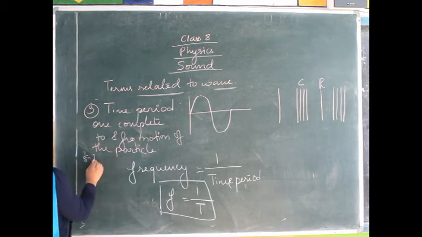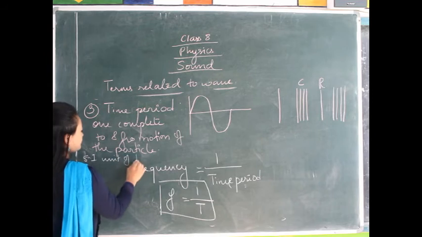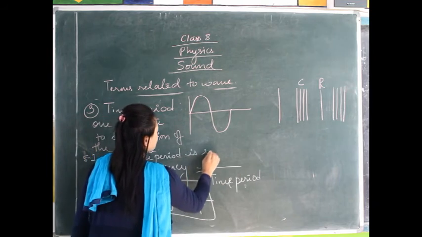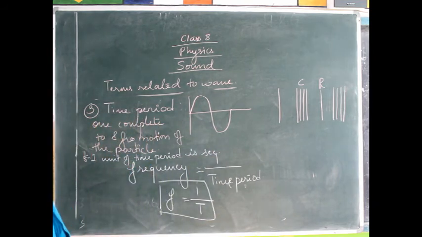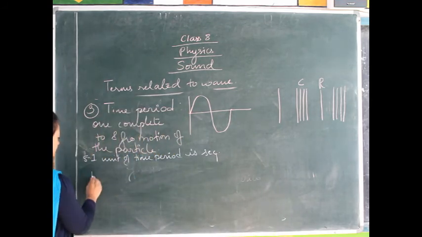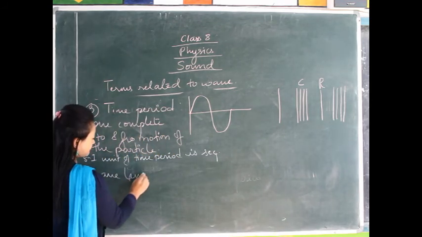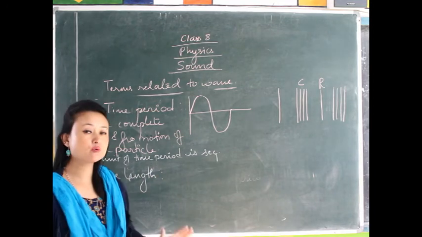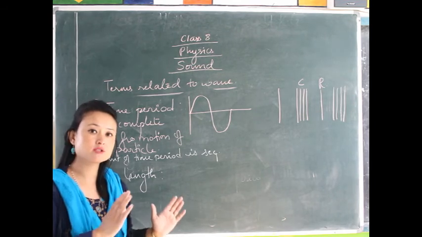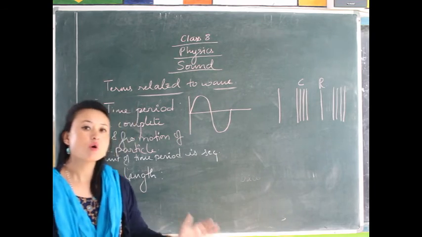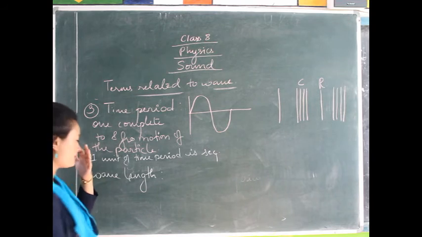And the SI unit of time period will be the same as that of time, which is second. Okay, the last term that we're going to discuss is wavelength. And what is wavelength? Wavelength means the distance between two consecutive crests, or between two consecutive troughs, or between two consecutive compressions, or between two consecutive rarefactions.